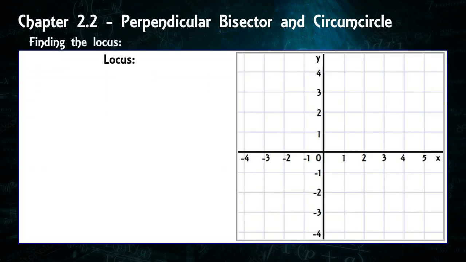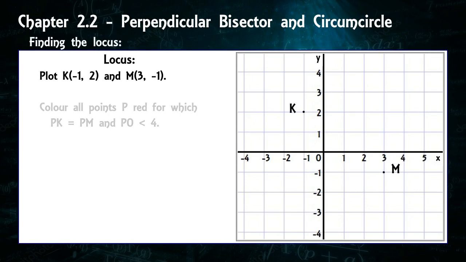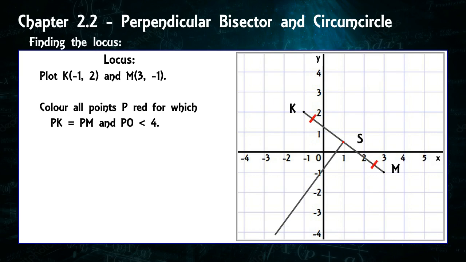So, this is a coordinate plane with 2 points, K and M. Let's color all points P, for which PK = PM and PO < 4. If you remember the steps from last time, before coloring, we need to draw any lines and circles. PK = PM is the notation for the perpendicular bisector. So first we draw that one. We connect the two, and then draw a perpendicular line through the middle.